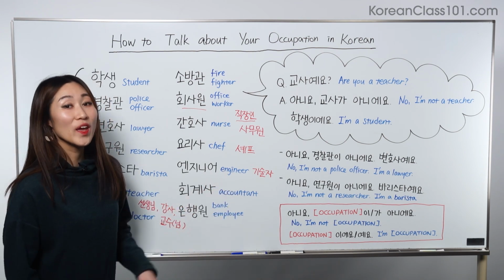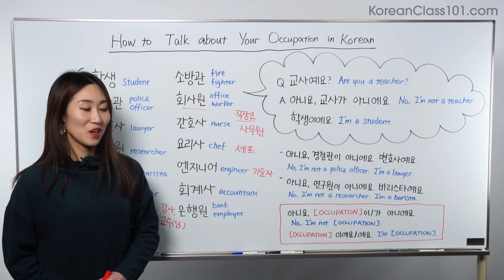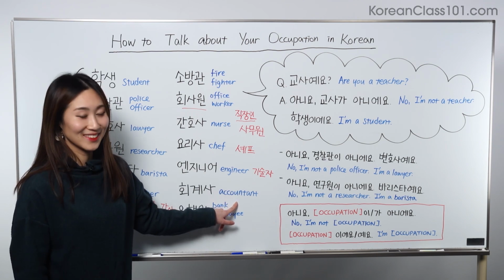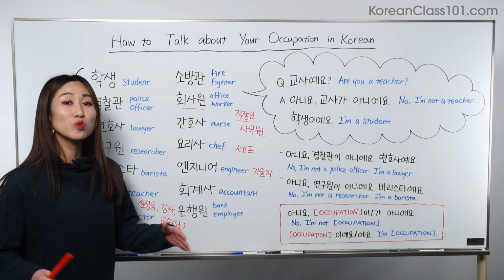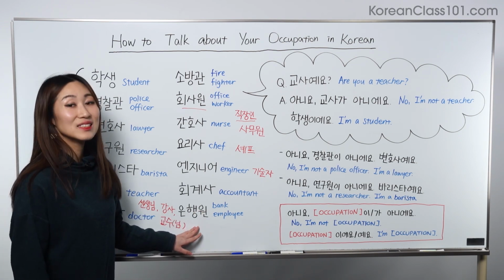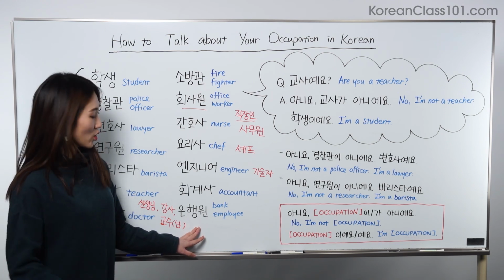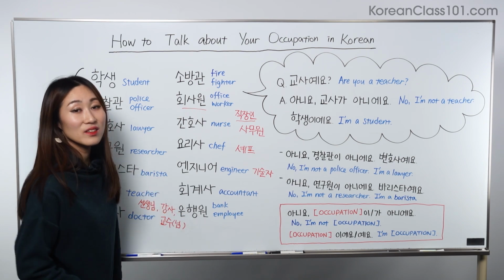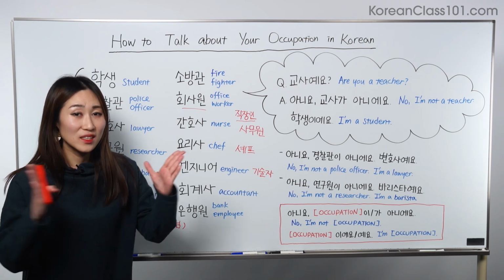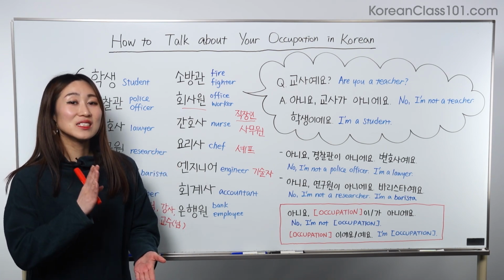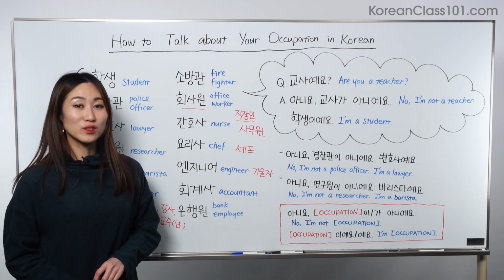Next, we have 회계사. 회계사 means accountant. The last word we have is bank employee. The people who work for the bank are 은행원. If you read it letter by letter, it's 은행원. But if you read it quickly, it will sound a bit different. This is how Korean people pronounce it.